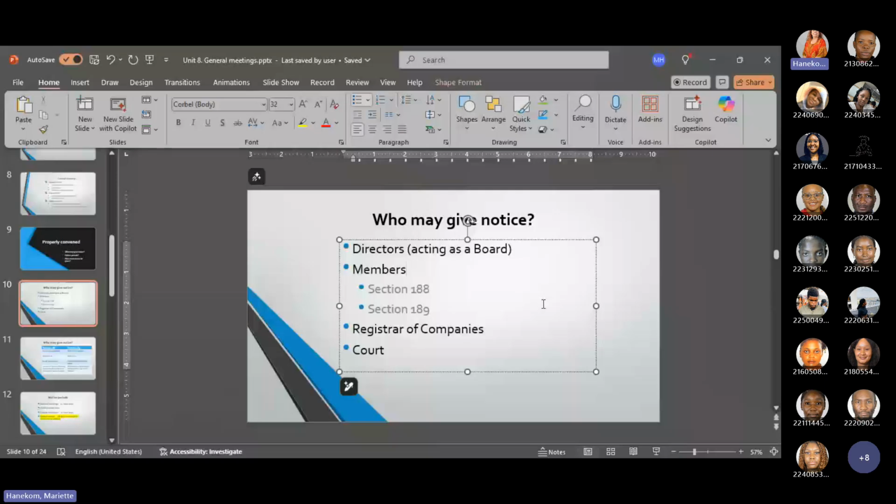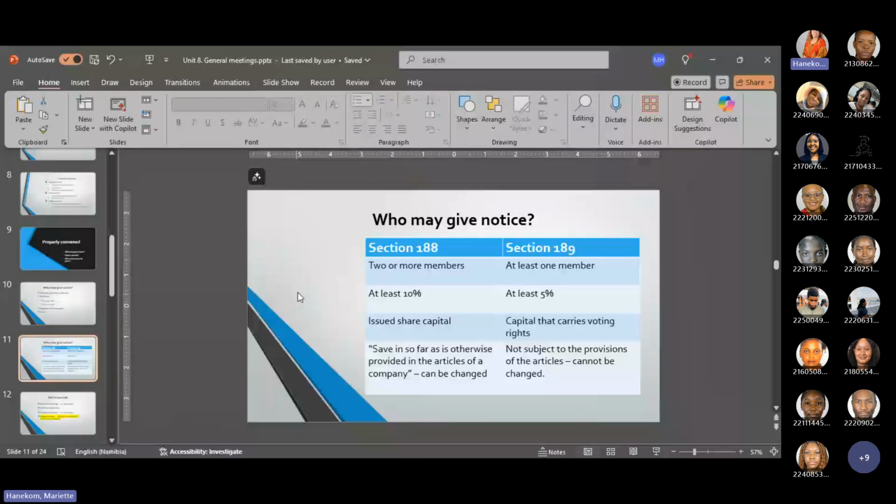Now, remember, I told you on Tuesday already that you do not have to memorize the details discussed in the different sections of the Act in Unit 8. In your test, I will be giving you a handout that contains these sections. So you don't have to remember, you have to apply. So section 188. I've put them in a tabular form like this so that you can also compare the two.